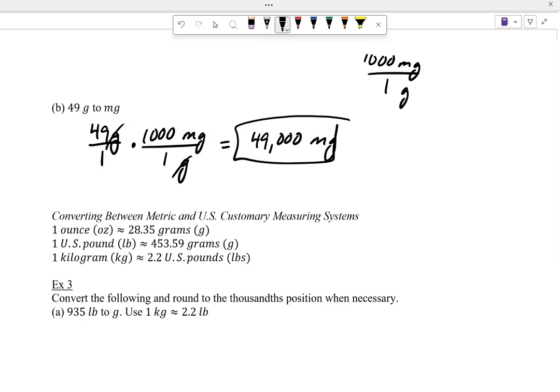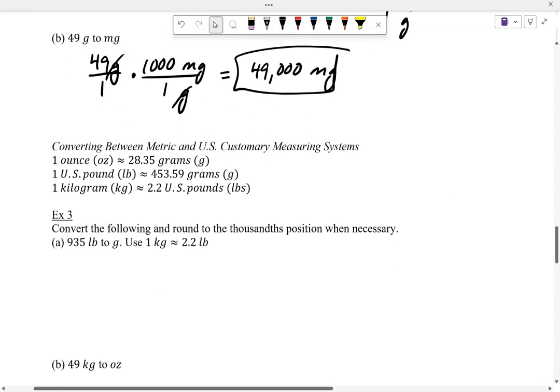Now let's convert between the imperial or US measuring system and metric. So here's a few for you. An ounce is about 28.35 grams. A pound is about 453.59 grams. A kilogram is about 2.2 pounds. And note those are approximations. Okay. But let's go ahead: 935 pounds to grams.